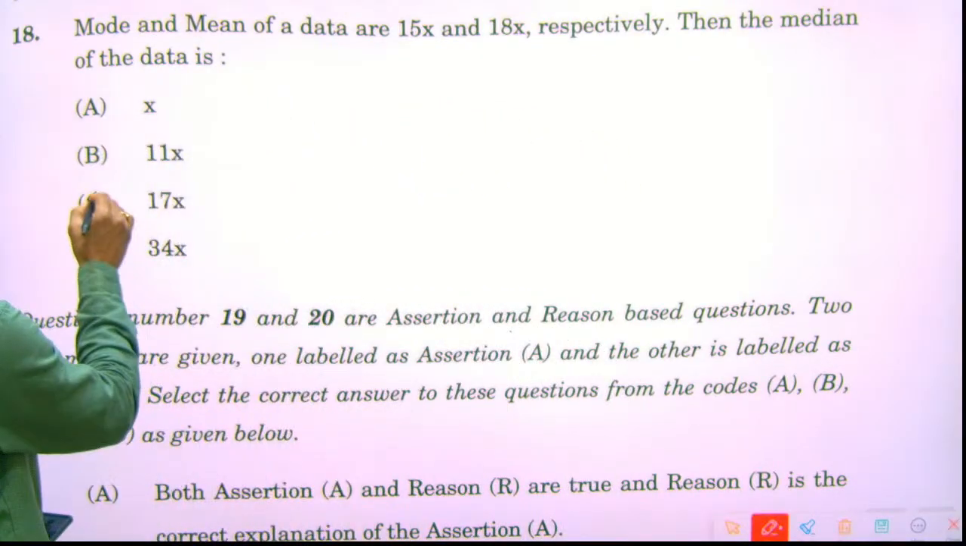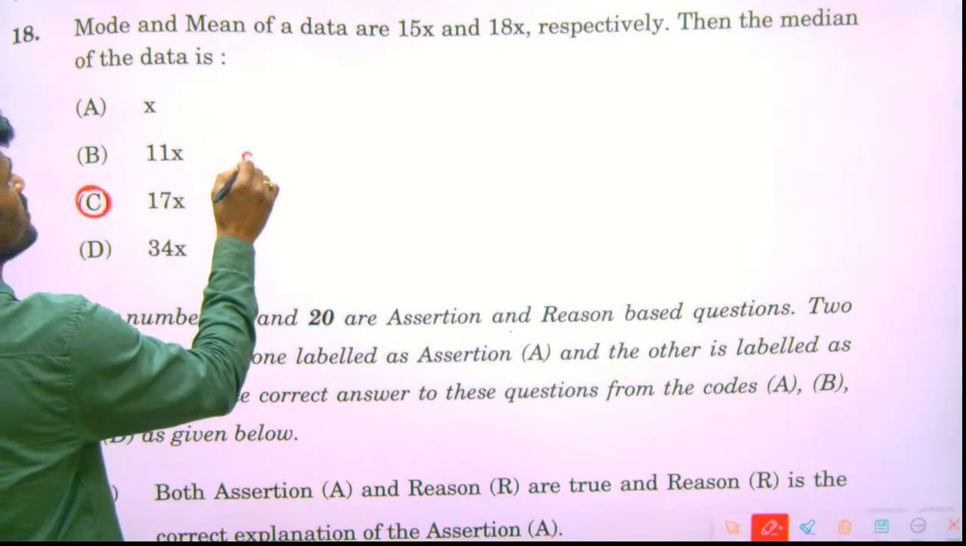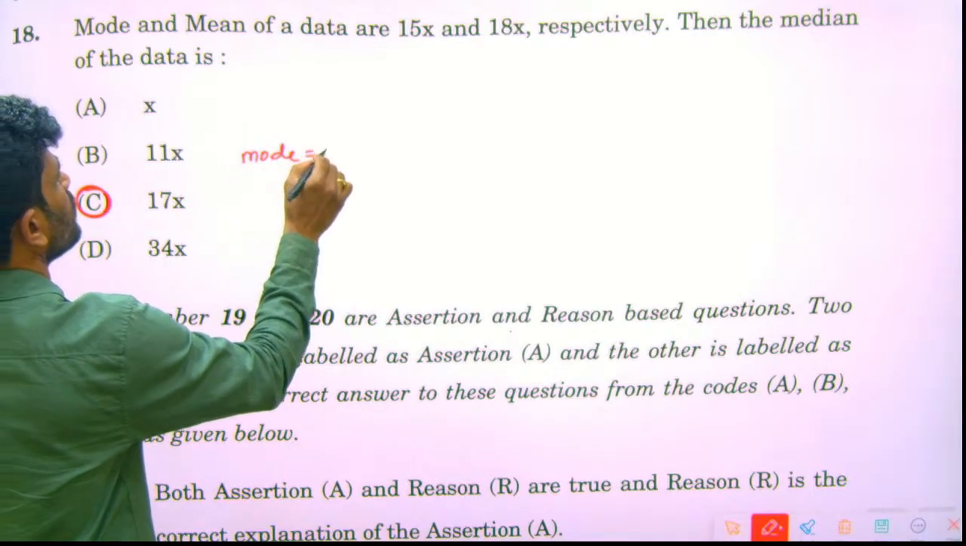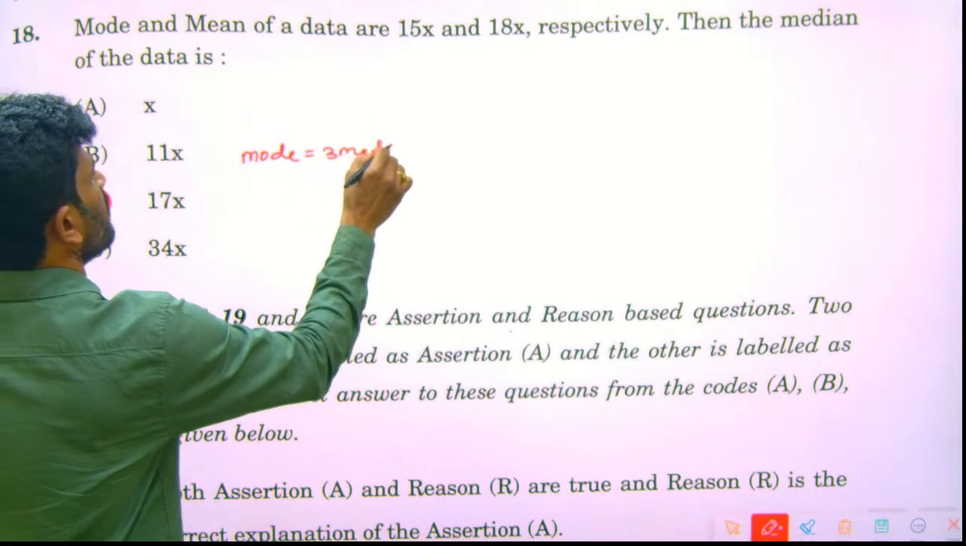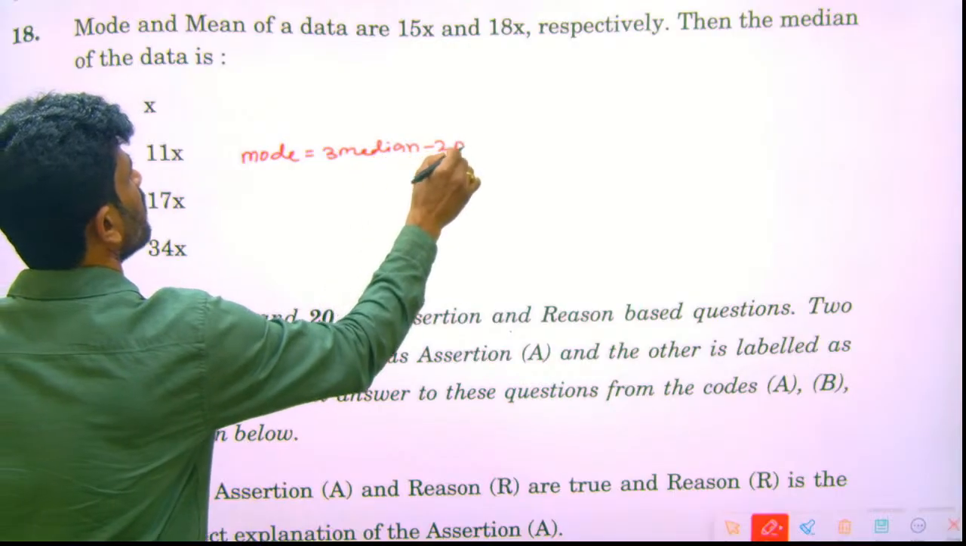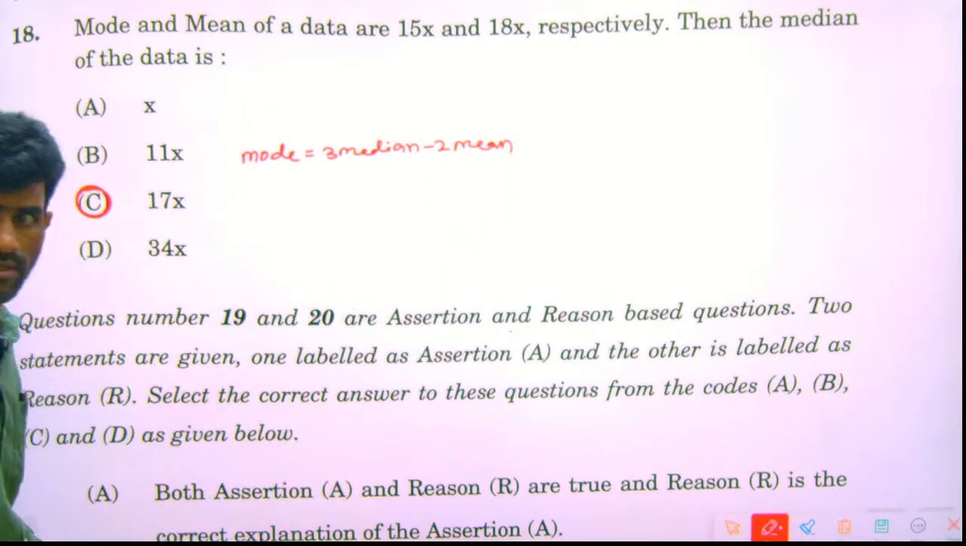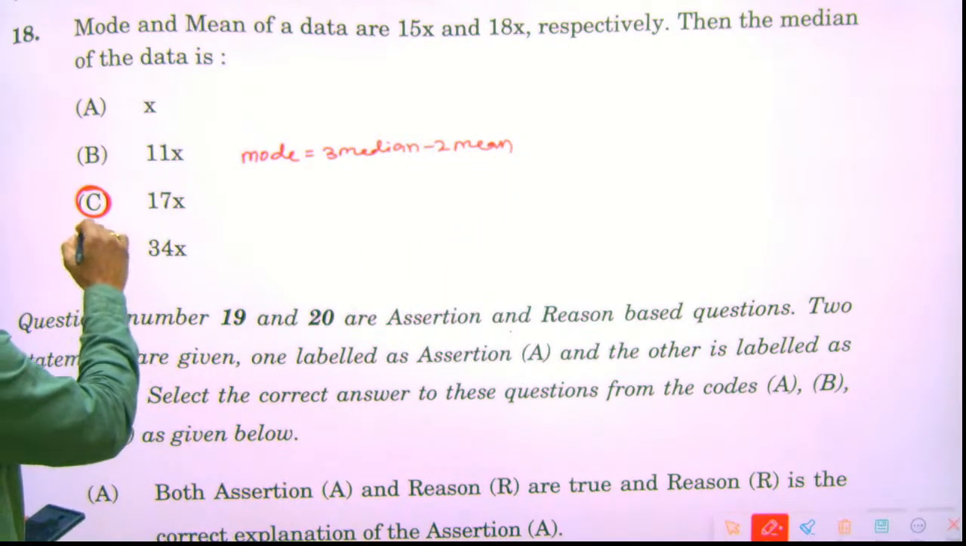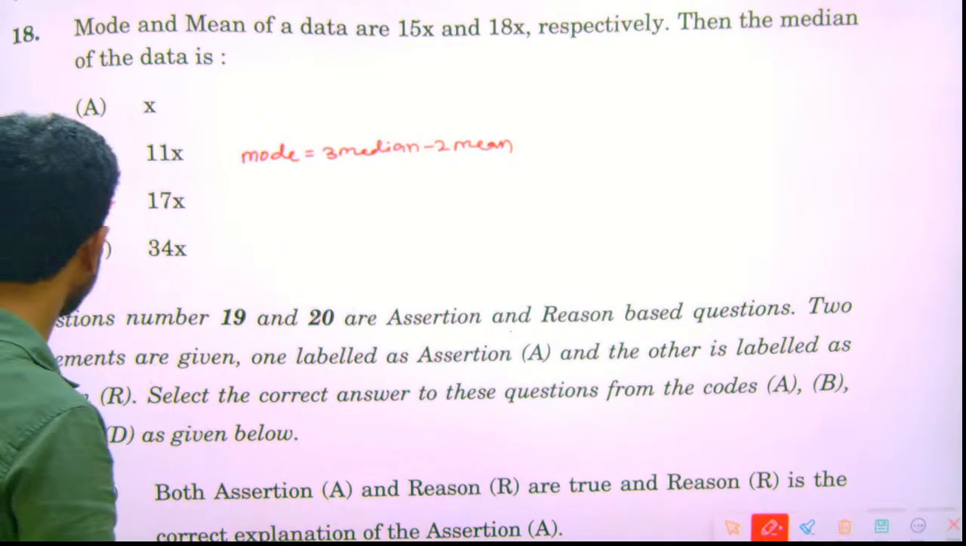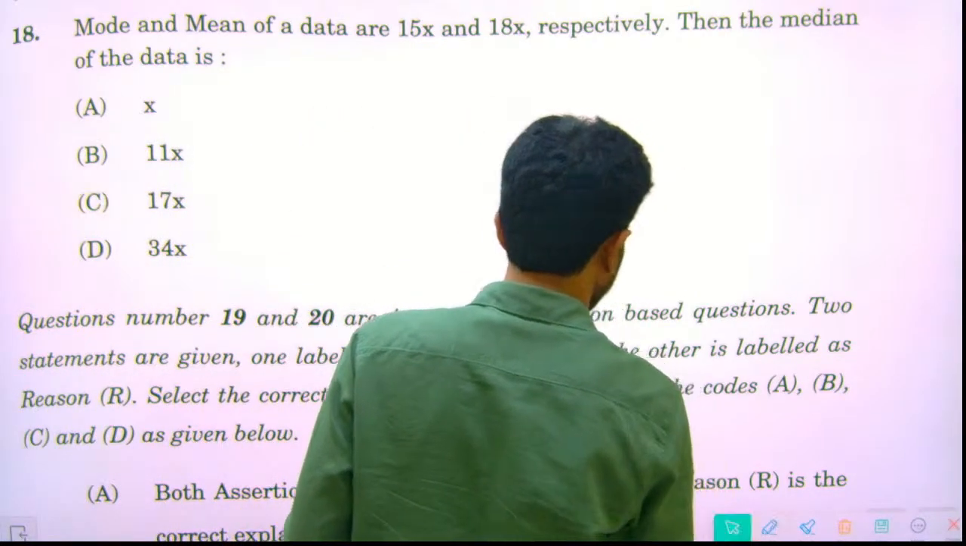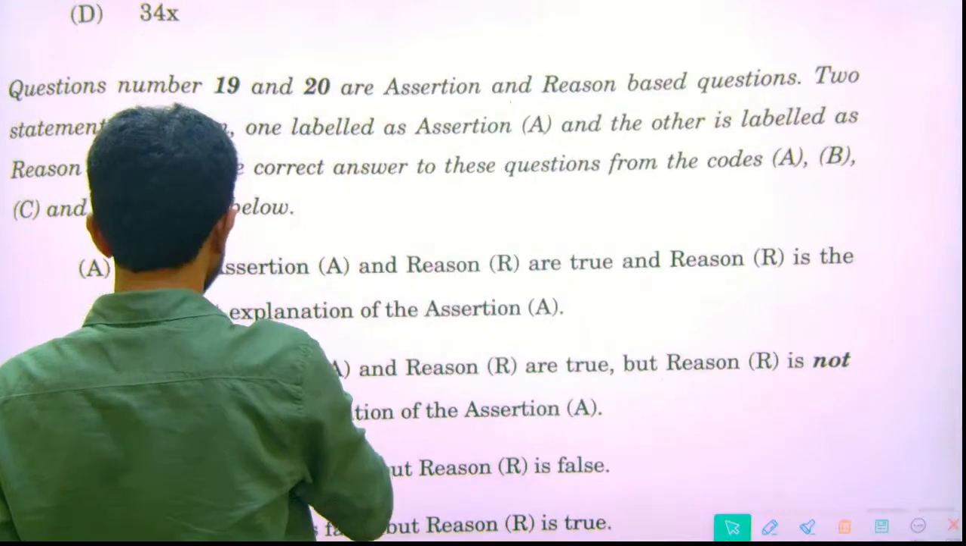Question number 18 we did before, this one also. We got 17x. We used the empirical relation, mode is equal to 3 median minus 2 mean. We got the answer 17x. Option C is correct.